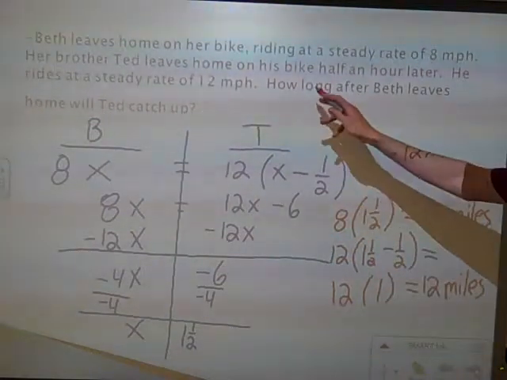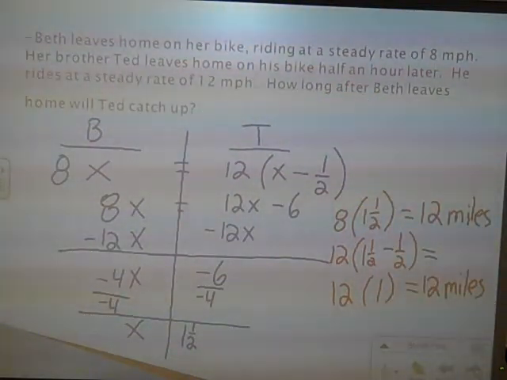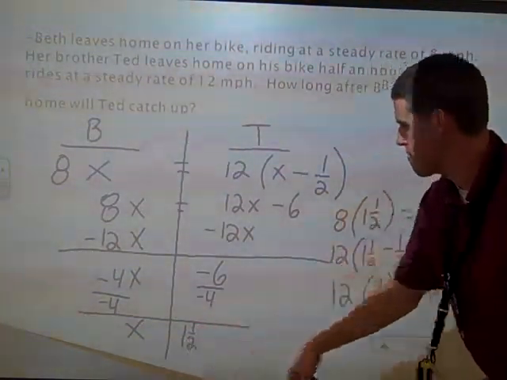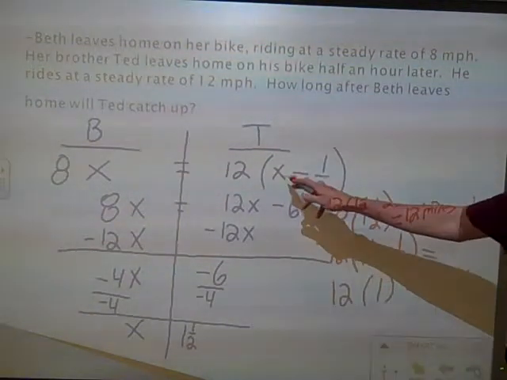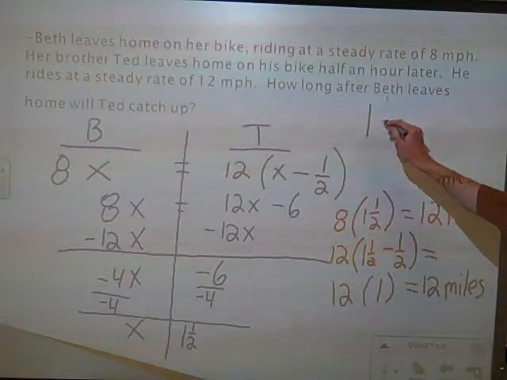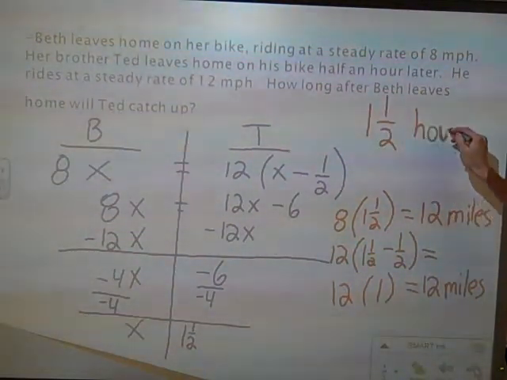Let's go back to our question though. How long after Beth leaves home will Ted catch up? Beth rode for an hour and a half. Ted actually rides for an hour. So our answer to how long after Beth leaves home will Ted catch up is 1.5 hours.